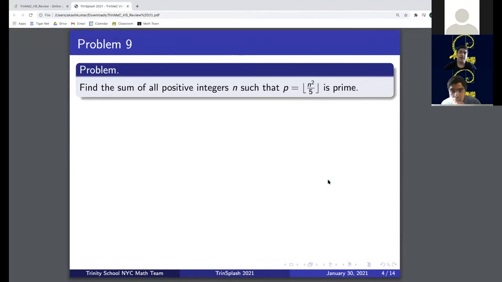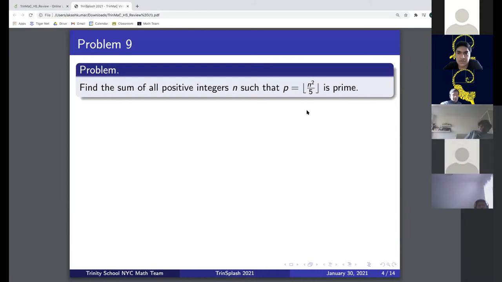We're hoping to find the sum of all positive integers n such that the floor of n squared over 5 is prime. In case you haven't seen the floor before, it means the integer right below where you are. Take your number, chop off the decimal part, and that's the floor. So the floor of 3.1 is 3, and the floor of 5 is 5. The floor of an integer is the same. So basically, take the decimal, chop it off, and that's your floor.